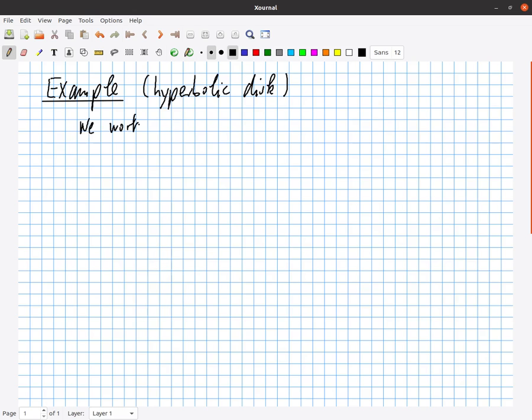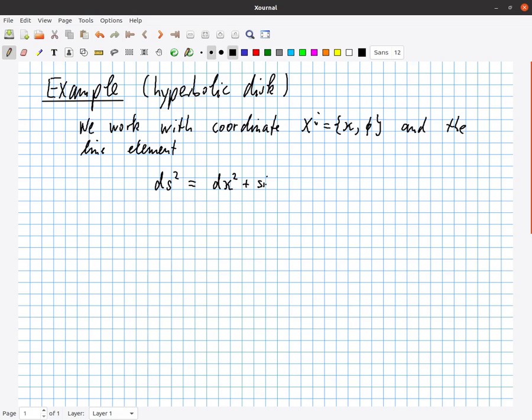We work with coordinates xi, and we have two coordinates kappa and phi, and the line element ds squared equals d kappa squared plus sine hyperbolic squared kappa d phi squared.